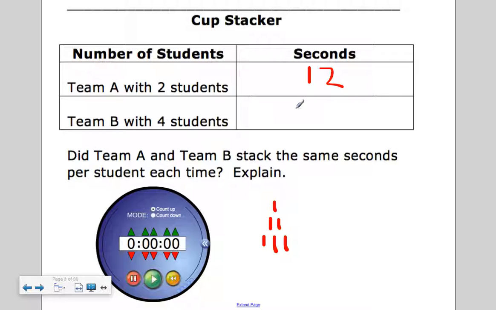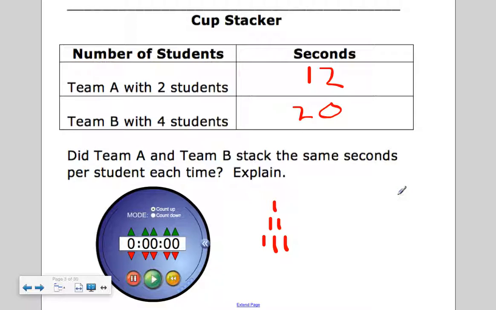And then we had Team B. They had 4 students, and they were cup stacking. And they cup stack, cup stack, cup stack. And let's just say it took 20 seconds. Did Team A and Team B stack the same seconds per student each time? Explain. So let's look at this.